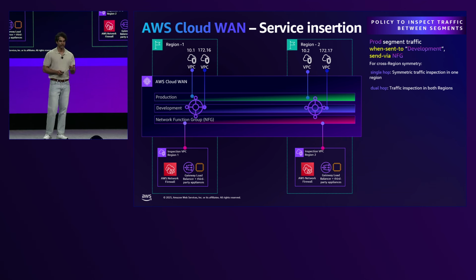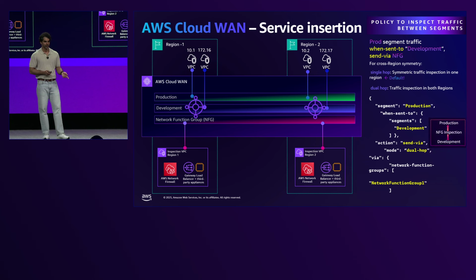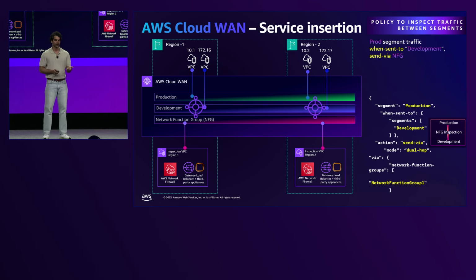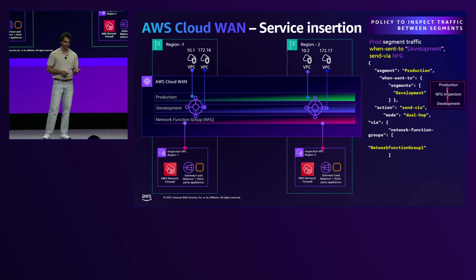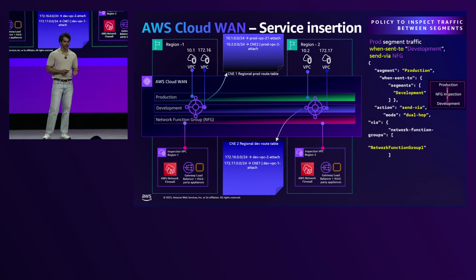For cross-region symmetry, we have two options: single hop and dual hop. Single hop is default, where traffic will be inspected by one inspection VPC, both the response and request. And in dual hop, the request and response will be inspected by both the inspection VPCs. So this is how the policy looks. Here I'm looking at the example of dual hop. So you can see I'm writing the policy saying, production when sent to development, send via network function group with the mode dual hop. Again, quite straightforward, quite simple.